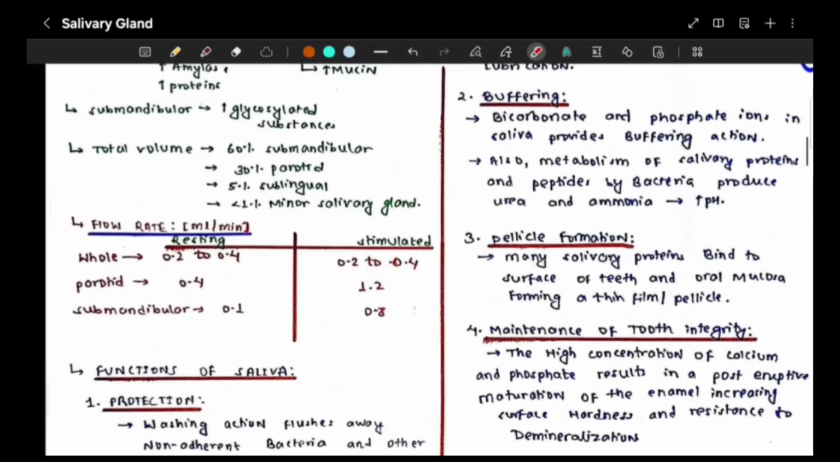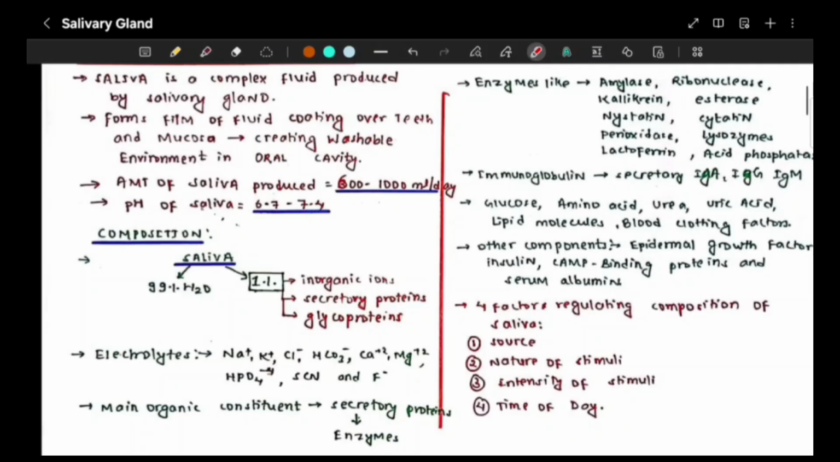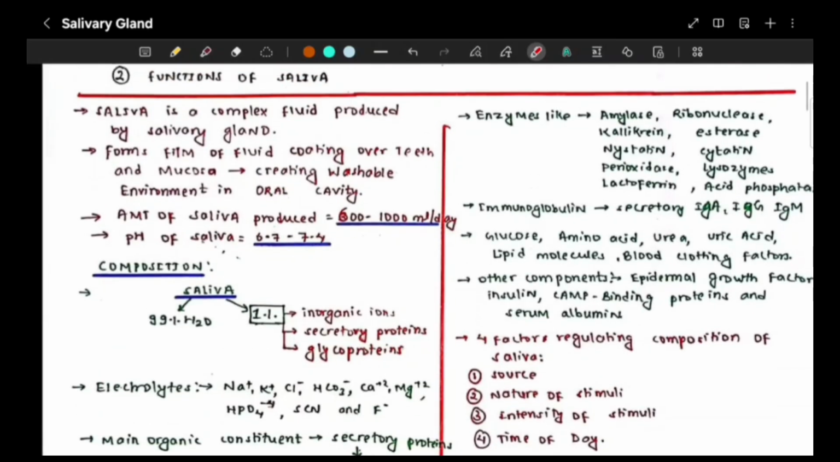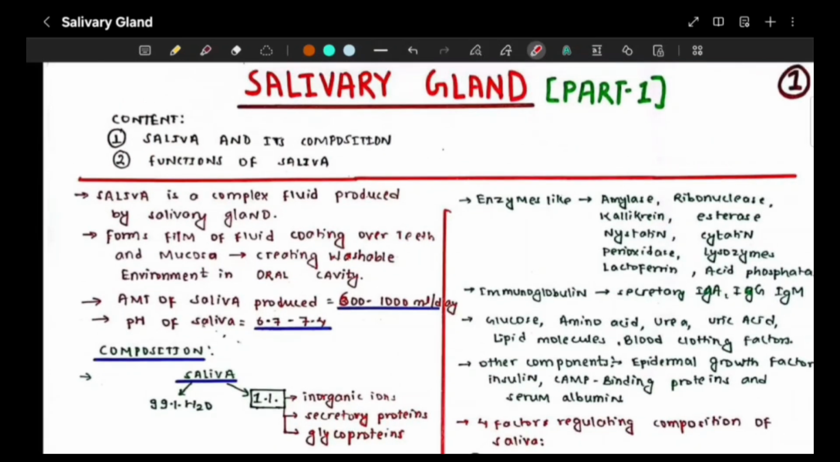This saliva topic is a vast topic, and we can discuss a lot in it, but the notes that I am giving in this slide, the things that are written in these notes, are enough for your university level examination. Now in the next video we will be discussing more about the salivary glands.